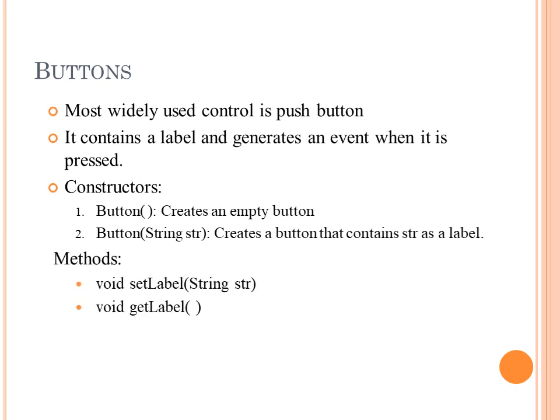The methods that we are going to use over here are void setLabel, and inside the bracket string str. Means what? Whatever text you want inside a push button will be written in setLabel. Secondly, String getLabel. So if you want to retrieve what the label is for a particular button, you have to use getLabel.